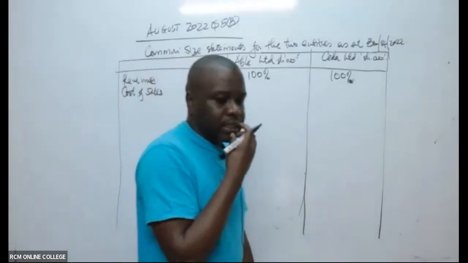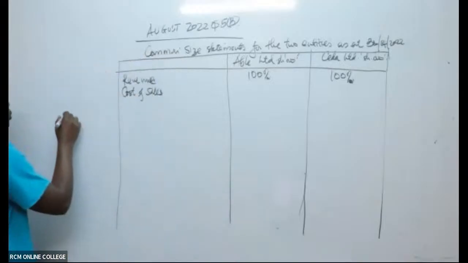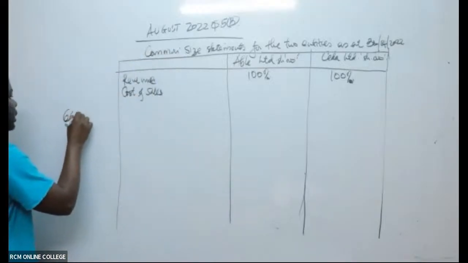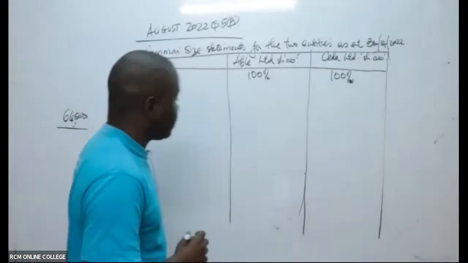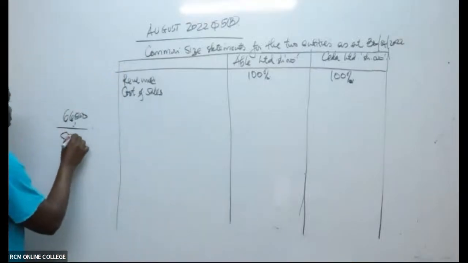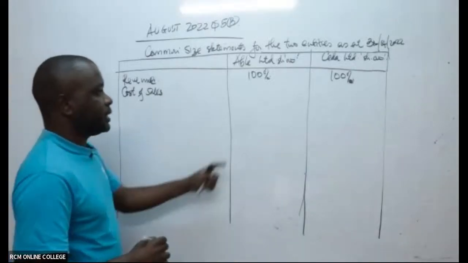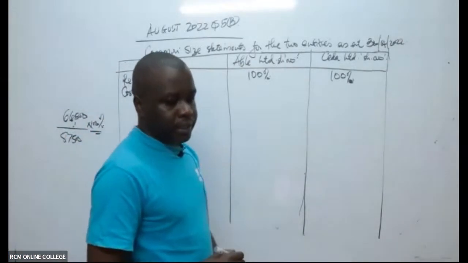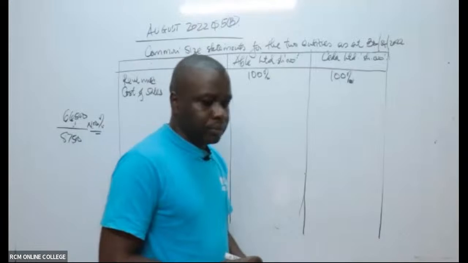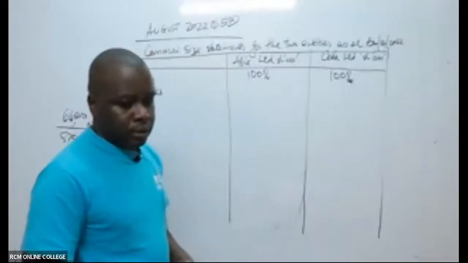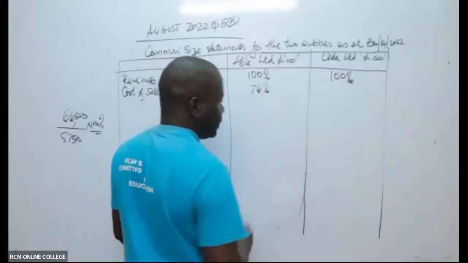In terms of percentage, it will be how much? So in this case, you do your computation. It will be 66,500 divided by the sales, which is the base, that is 87,500, then you multiply by 100%. So what are you getting as the percentage? I can see you're saying 76%. It is 76%.